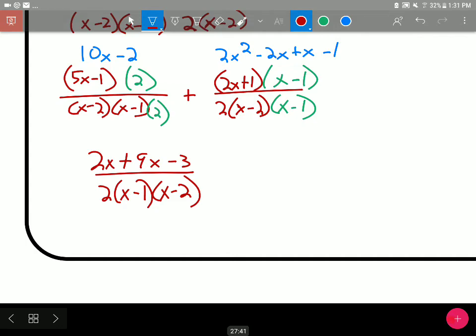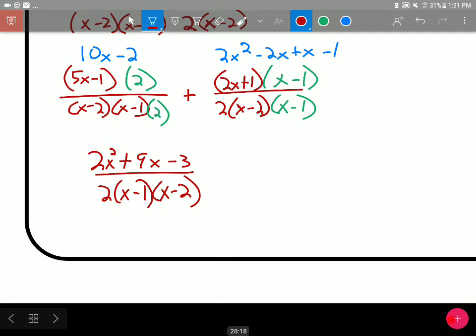All right. Did you get a 2, a 9, and a negative 3? And the bottom, how do you add up the bottom part? Henry, basically this is the same as those two. We both have a 2, we both have an x minus 1, we both have an x minus 2. Once you get that common denominator, it stays the same.